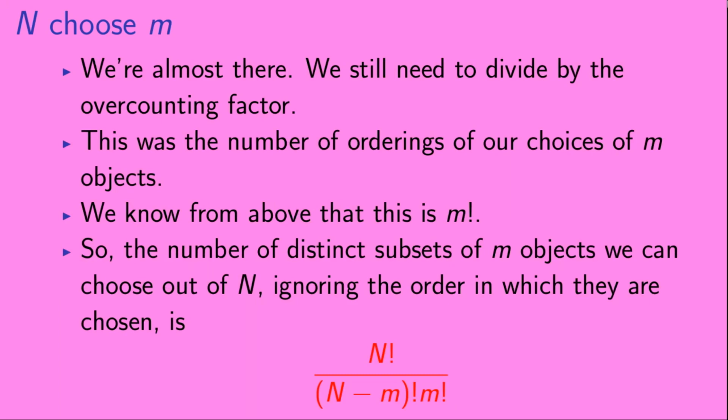Okay, so we're almost there. We still need to divide by the overcounting factor that we ran into earlier. So this was the number of orderings of our choices of m objects. And we know from before that this is equal to m factorial. So the number of distinct subsets of m objects that we can choose out of n, ignoring the order in which they are chosen, is n factorial divided by n minus m factorial divided by m factorial.